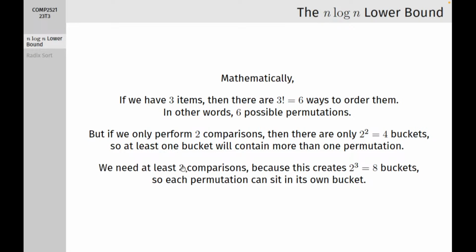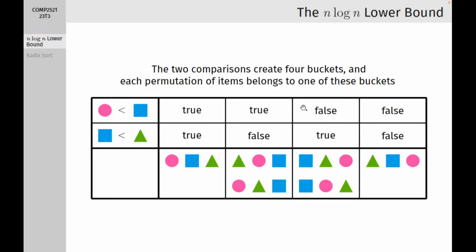So we can't just sort numbers with 2 comparisons. We need at least 3 comparisons because this will create 8 buckets, right? 2 to the power of 3, right? So we'll have 8 combinations of results: true, true, true, true, true, false, true, false, true, and so on. Yeah, question?